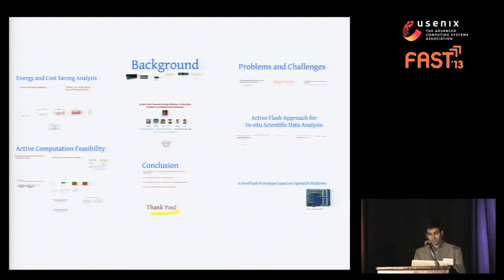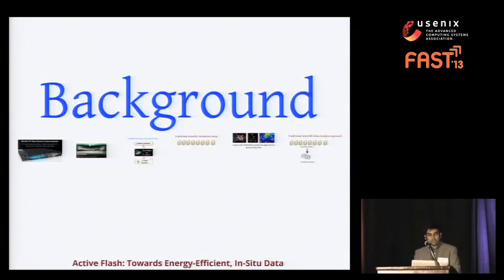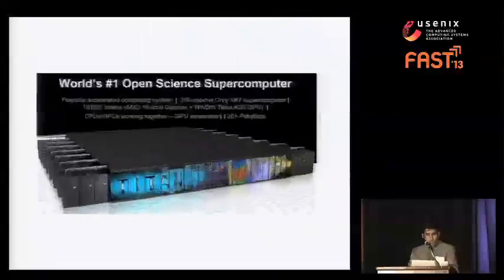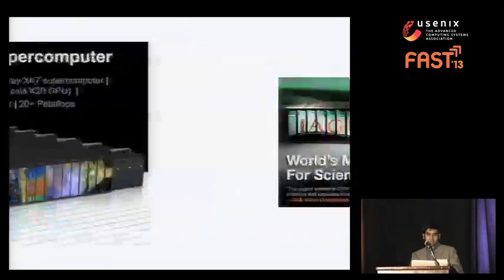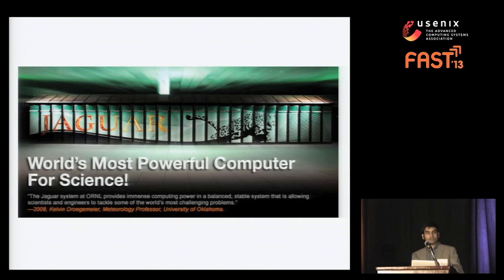So let me give you some background about this work. We are proposing the active flash approach for in-situ scientific data analysis, and this work is modeled based on a supercomputer at ORNL, Oak Ridge National Lab, which actually hosts the Titan supercomputer. Our work specifically models Jaguar. That was the supercomputer that was there when we did this study. And the conclusions here, or the insights here, mostly apply to any system.